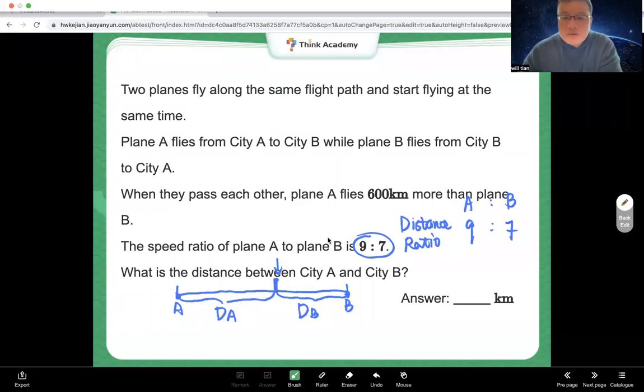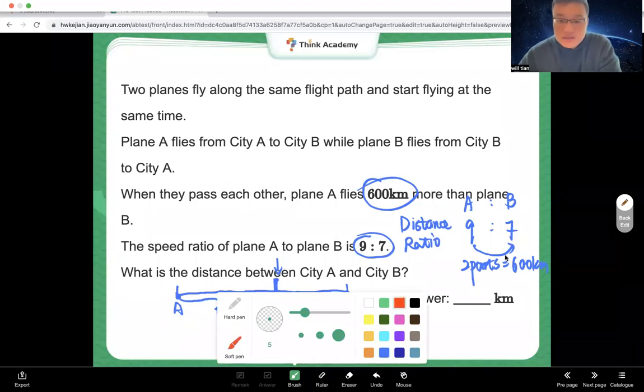And in the paper, I think some of the paper you got 7 to 9. I think that is wrong because plane A flies 600 kilometers more than B. So it cannot be 9 to 7... it cannot be 7 to 9. It must be 9 to 7. Okay. So you found out if the distance ratio is 9 to 7 and tells you the difference of their distance is 600 kilometers. So that means there's two parts, right? The difference, which is two parts, equals to 600 kilometers. That, in other words, one part equals to 300, right?